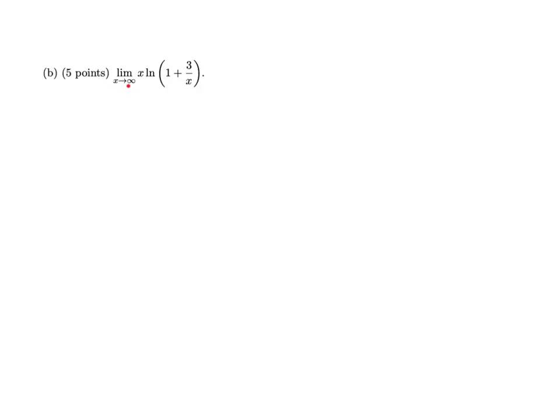Let's solve the limit as x goes to infinity of x times the natural log of 1 plus 3 over x. First of all, is this an indeterminate form? Well, x itself is going to infinity, and that's being multiplied to the natural log of, well, 3 over x goes to 0, and 1 will remain 1, so this is 1 plus 0. This is infinity times the natural log of 1, which is infinity times 0. And yeah, that is an indeterminate form.